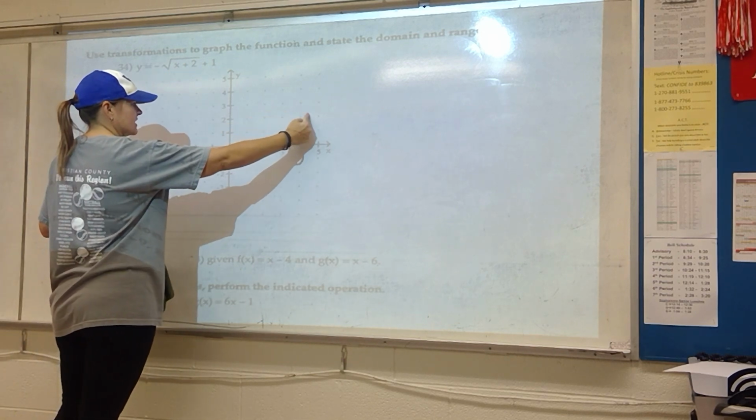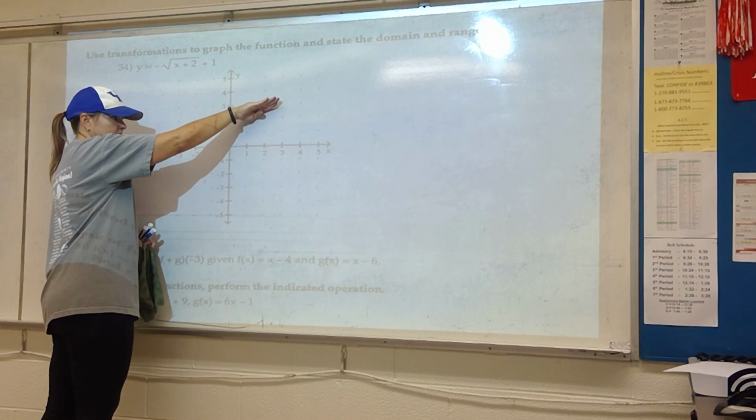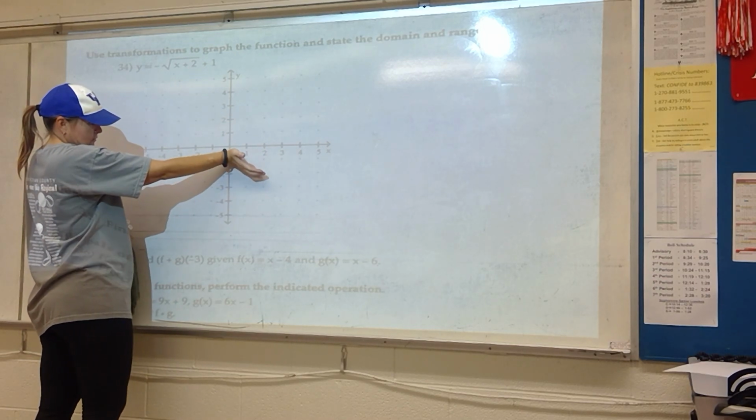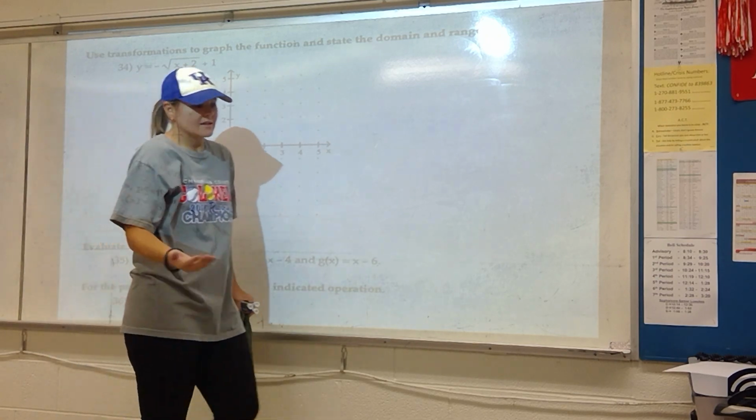So the parent function is like this. If we reflect over x, it's going to flip up and down. And then we're going left 2, down 1. So it's going to be doing this, left 2, down 1. Let's use a calculator.